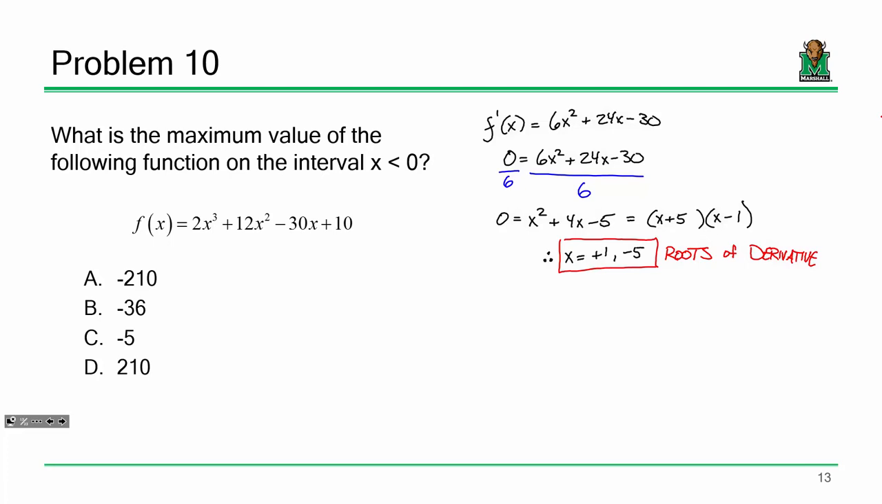Let's go back and make sure that we're understanding our strategy. So the purpose of the problem is to determine the maximum value of that function on the interval x is less than 0. So looking at that red box, which one can we eliminate? Positive value. So is the answer to the problem x equals -5?